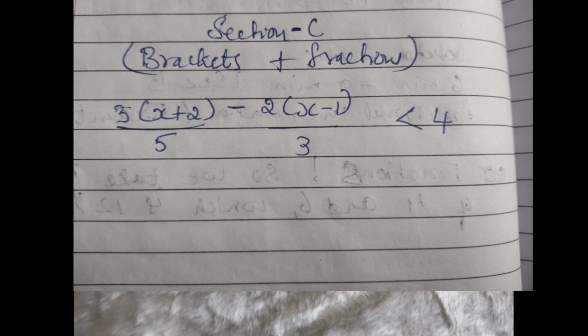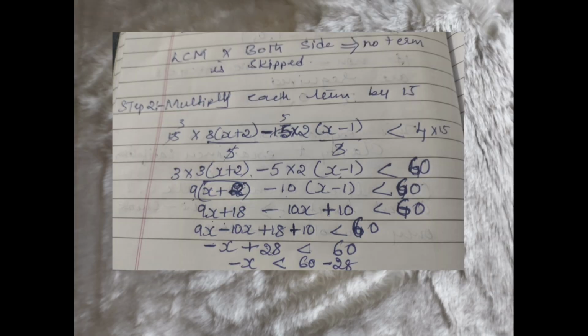One more thing you have to remember here, children, is that whenever you multiply an inequation by the LCM, you must multiply the right side also. That is LCM into both sides, and no term is skipped. Step 2 is multiplying each term by 15. That is 15 into 3 into (x plus 2) divided by 5 minus 15 into 2 into (x minus 1) divided by 3 less than 4 into 15. Both the sides we are multiplying by 15.